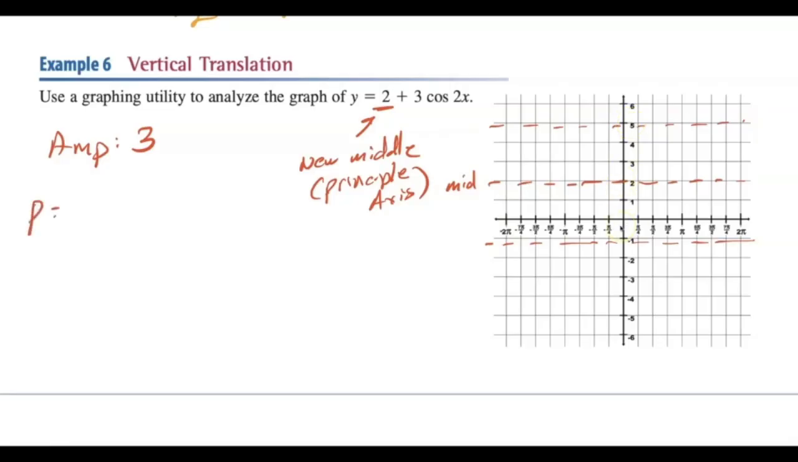On my period, 2 pi over b. We actually have a b in this case. B is 2 pi over 2, just pi. If we have no phase shift, we're going to start at 0, and we're going to go over to 2 pi to here.